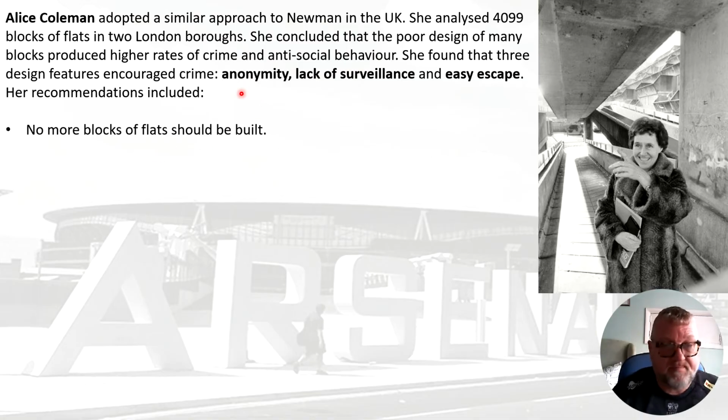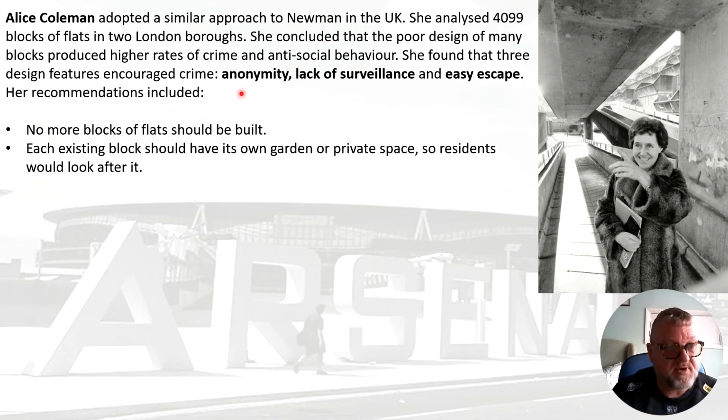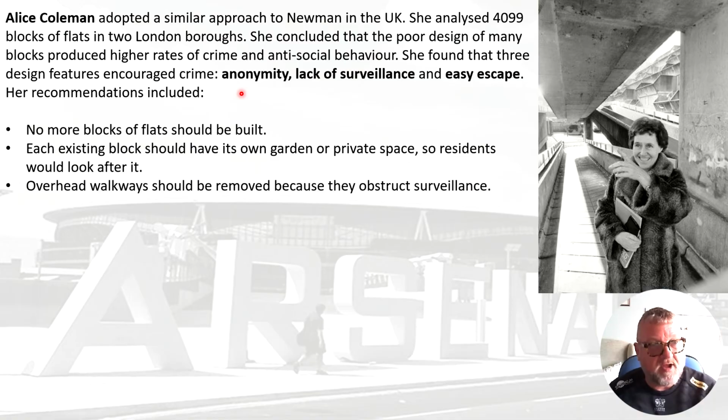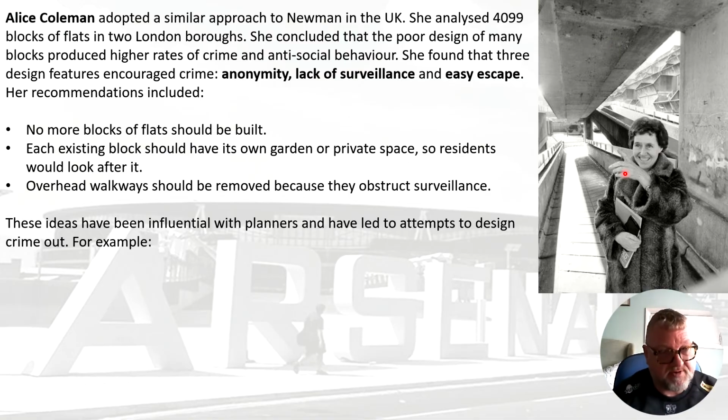So she said, all you need to do are these 3 things on these blocks of flats. Number 1, don't build blocks of flats because they're not conducive to SEPTED. Secondly, give each existing block its own garden or private space so that residents will look after it and they have a sense of ownership and it's obvious who should and shouldn't be in that area. And thirdly, get rid of overhead walkways. There were loads of these overhead walkways, as you can see from the photo, and they obstruct surveillance because they get in the way of sight lines, and also they provide easy escape routes for would-be criminals.